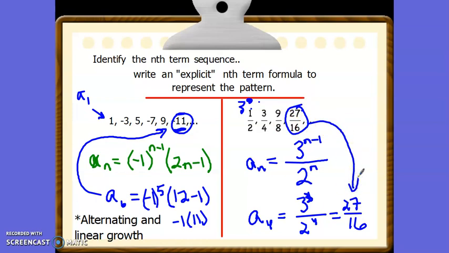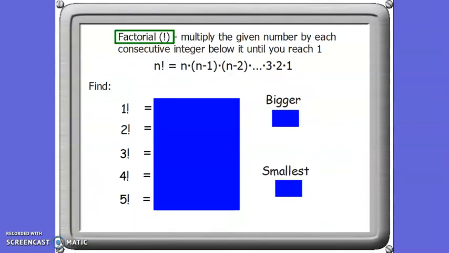Again, two things we can do with sequences. You can find the terms, or you can find the sequence. It's really about pattern recognition. Try to see what pattern is happening from term to term.